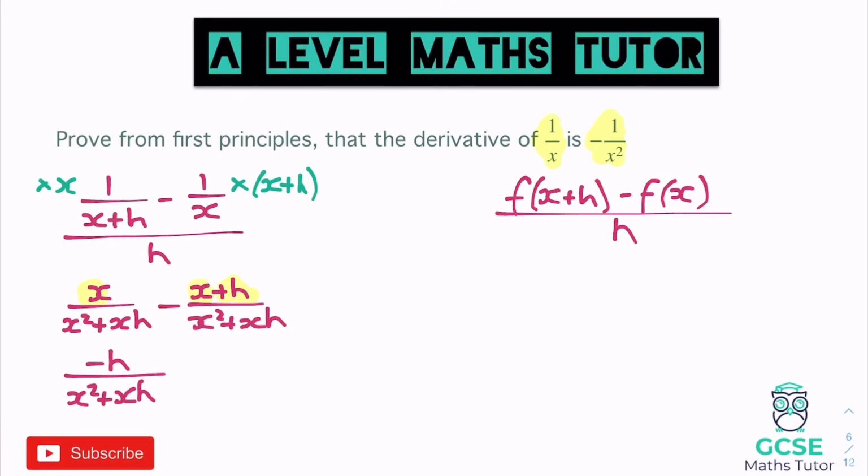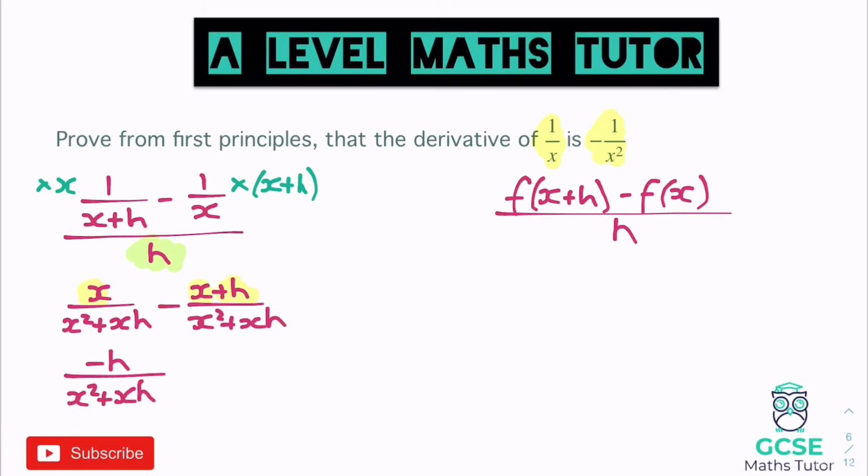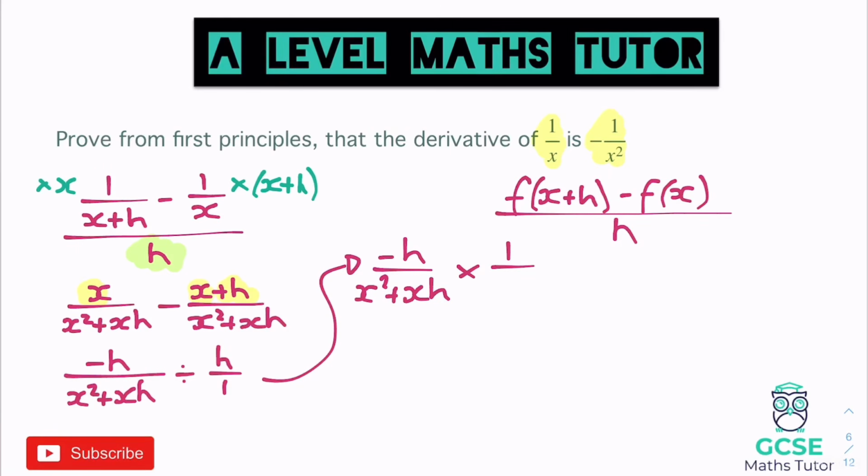Now in terms of that divided by h on the bottom, let's just highlight that because we're still going to incorporate that. Rather than writing it as a double fraction, I'm going to write divided by h, and instead of writing it as h, I'm going to write it as h over 1. So there we go, we can apply our normal fraction rules for division here. We can just multiply it by the reciprocal, so we can times by 1 over h. So if I bring this up here, let's have a look. We've got minus h over x squared plus xh multiplied by 1 over h.